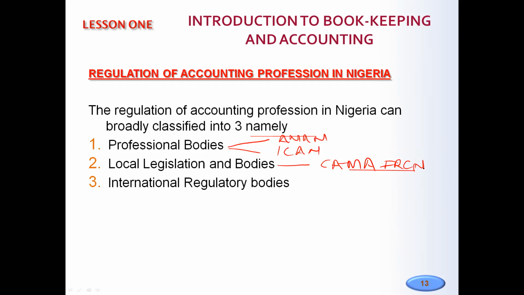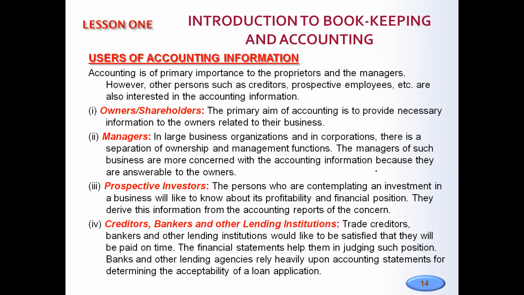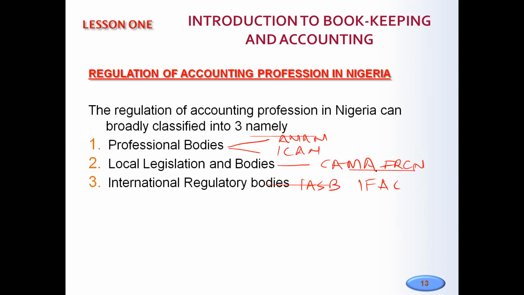So these are the local legislations and bodies. And we have international regulatory bodies. We have IASB, International Accounting Standards Board. We have IFAC, International Federation of Accountants. We have so many of them, but these are the two major international regulatory bodies. So these are the regulations of accounting profession in Nigeria. I just deliberately talked about this for consumption.